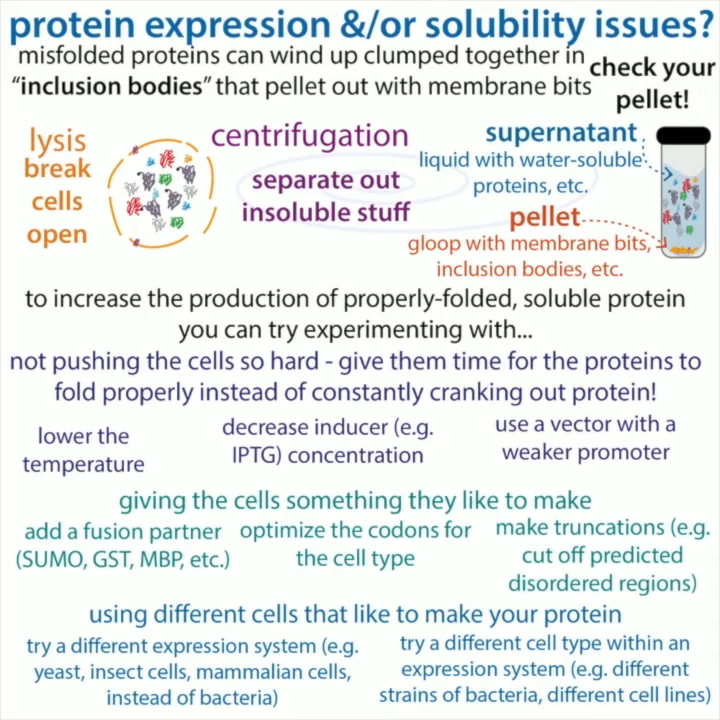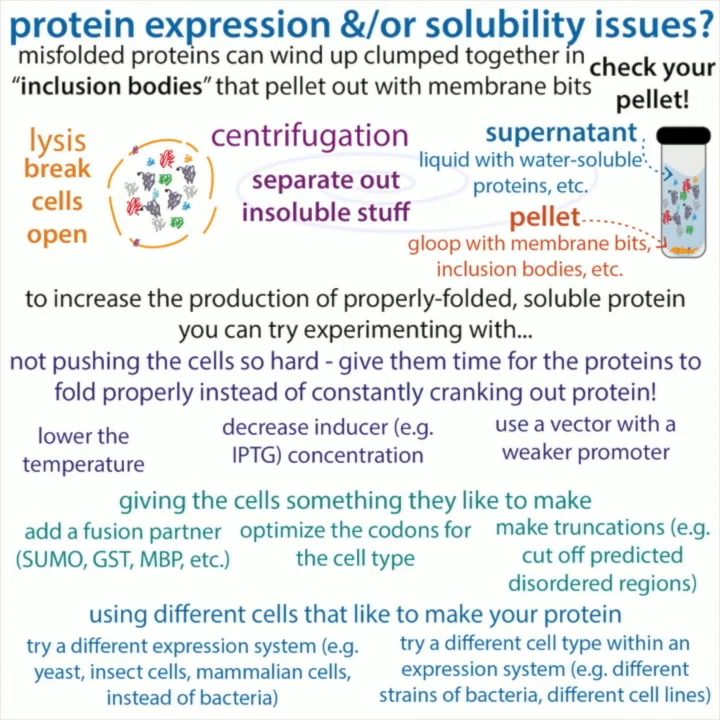Basically, the idea is to make sure you check your pellet. If your protein isn't expressing, first of all, you try to make sure it is expressing. So you're going to do the SDS-PAGE, you're going to do the Western blot, and you're going to check the pellet and check the supernatant. If your protein is not expressing, then you can do things like lowering the temperature, decreasing the IPTG, adding a fusion.